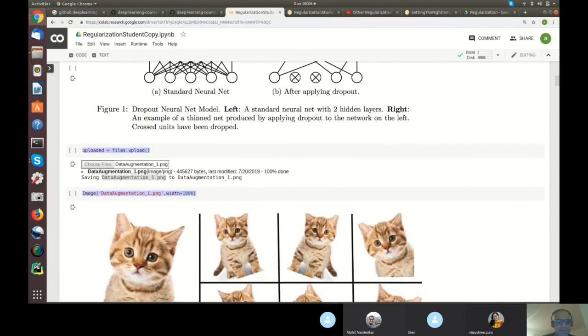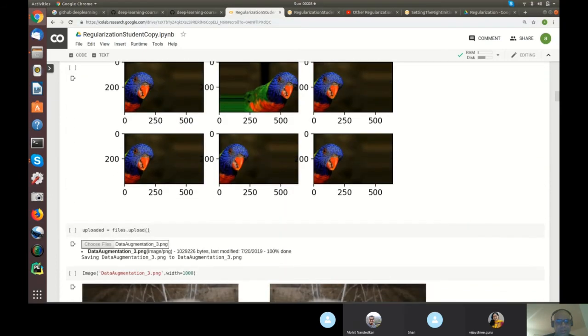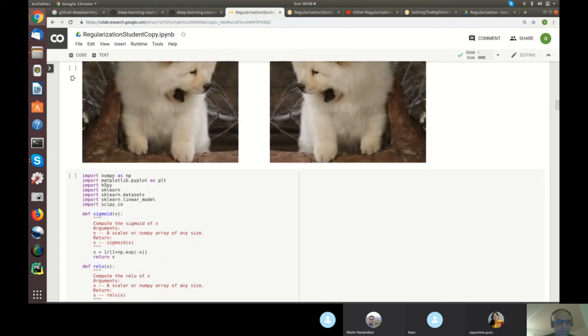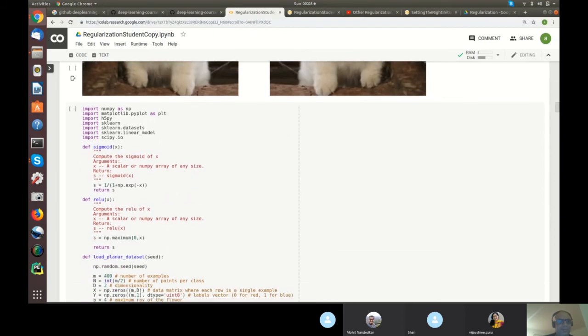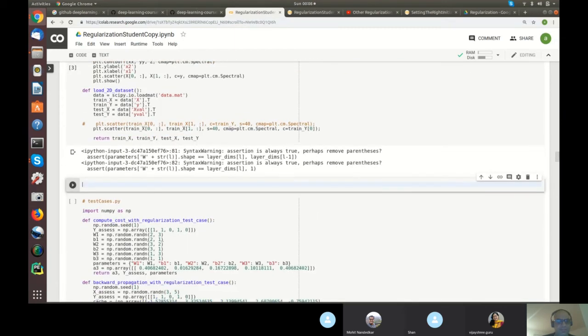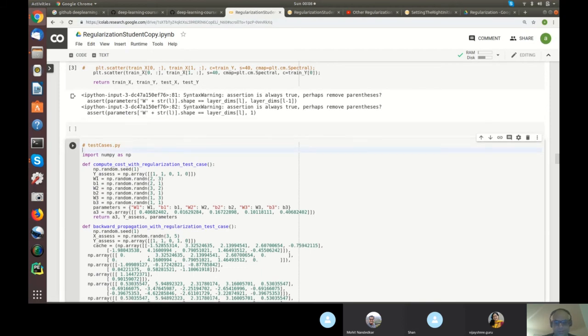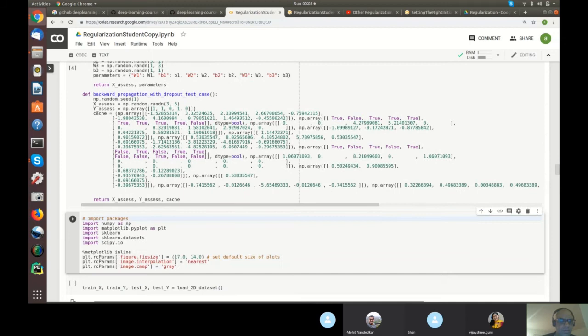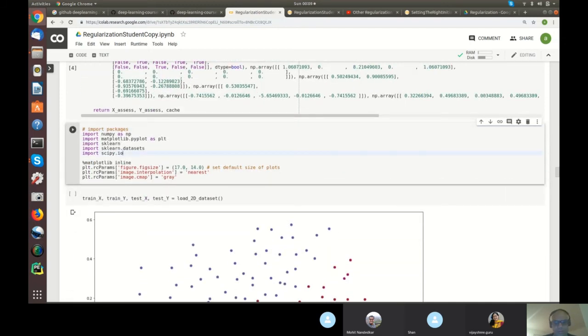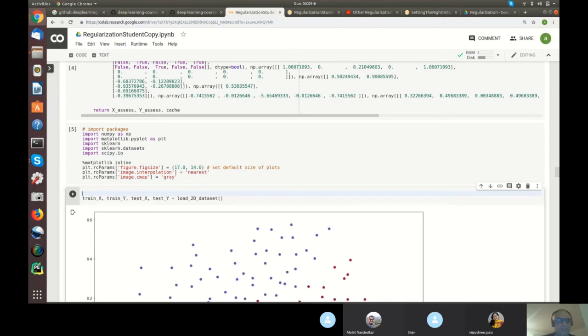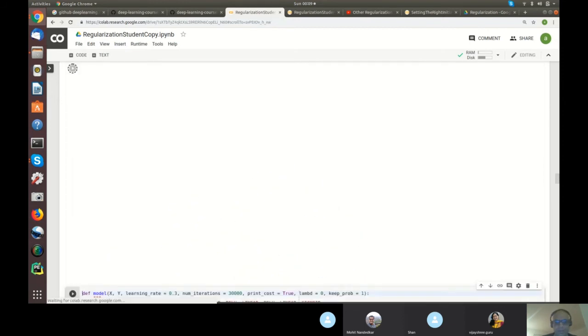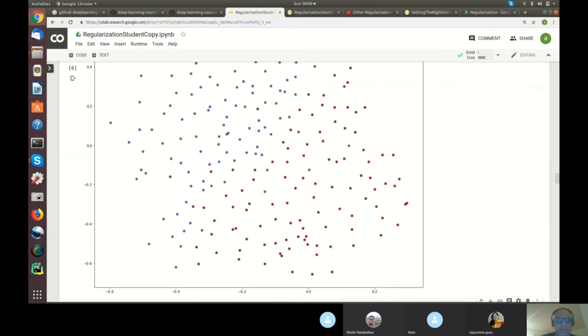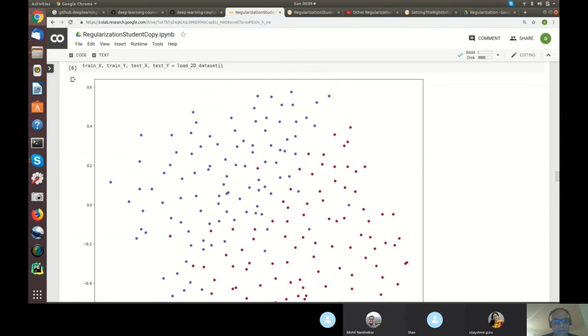So once you have that, let's go beyond all the fun pictures. These are the basic functions that we're using. So we'll just run them. These are some test cases. And these are some settings and libraries. So this is what our data looks like. It's again 2-dimensional data.